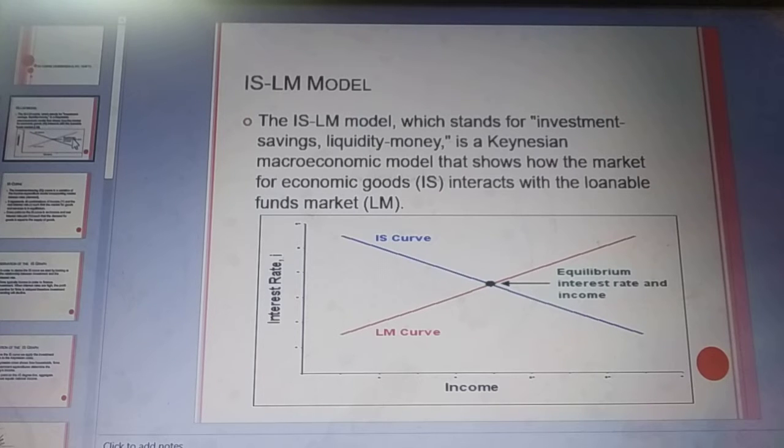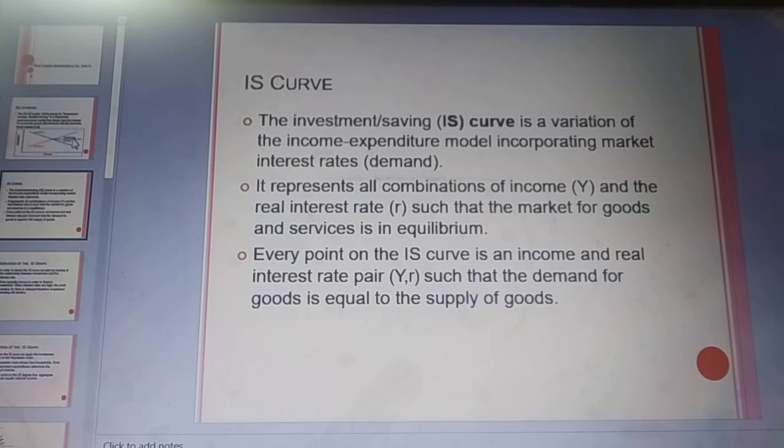In this model, Professor Hicks tries to find out the point of equilibrium between the goods market and the money market, keeping in view the relationship between the interest rate and the income of the people. And the point of equilibrium is that point where the IS curve will be equal to the LM curve, or where the IS curve will cut the LM curve. That will be our point of equilibrium for the interest rate and the income of the people in a market.